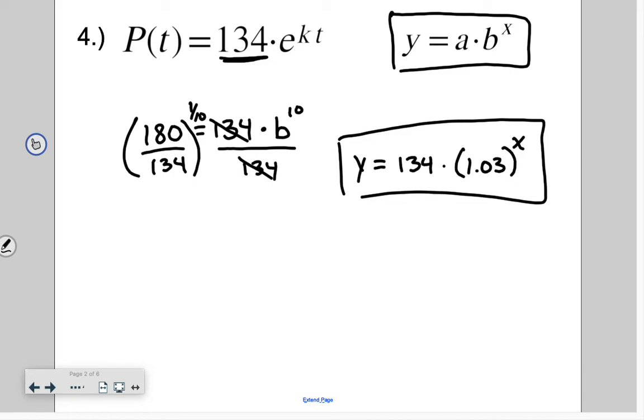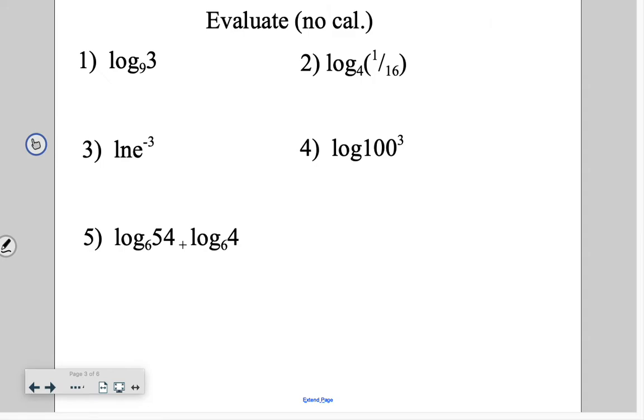Otherwise, here's what your test is going to look like. Okay, day 1 of your test. Here's some examples. We're going to run through these fairly quickly. Here's the non-calculator part. Okay, everything we do right now is no calculator. So put that aside so that you're practicing without a calculator.